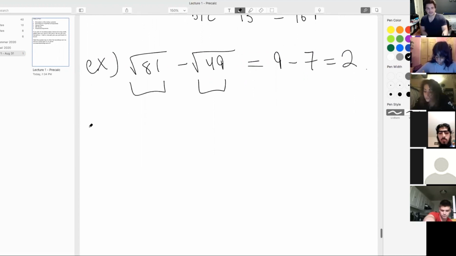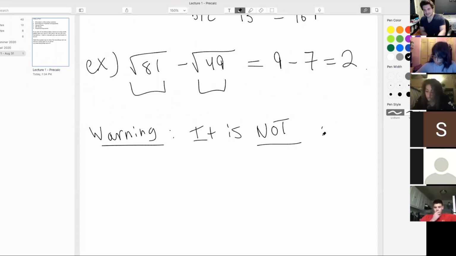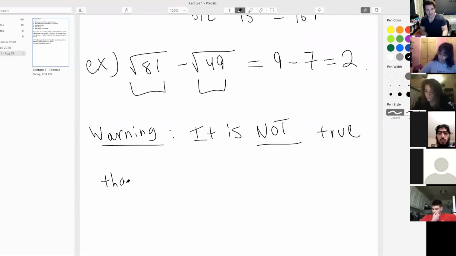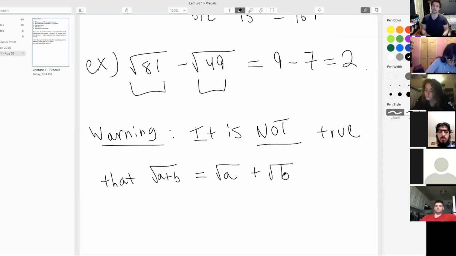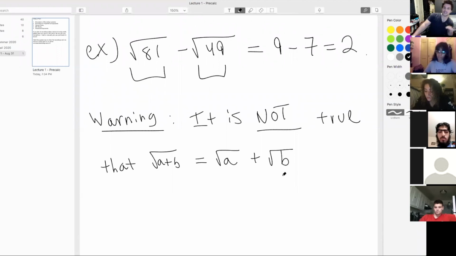Okay, I need to give you guys another warning. It is not true that the square root of a plus b equals the square root of a plus the square root of b. This is not true. I've seen this mistake a lot, even when I taught Calc 2 in these upper level courses; I've seen students make this mistake. So let's not make this mistake. This is not true. You can't break up square roots with addition.